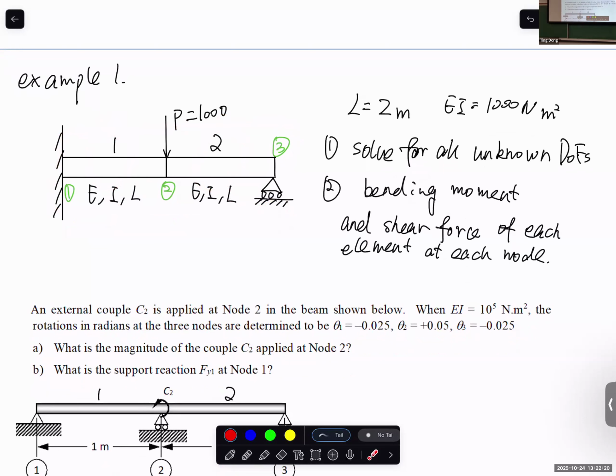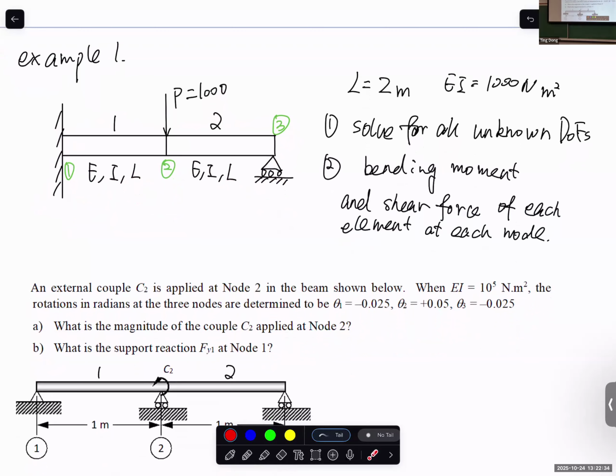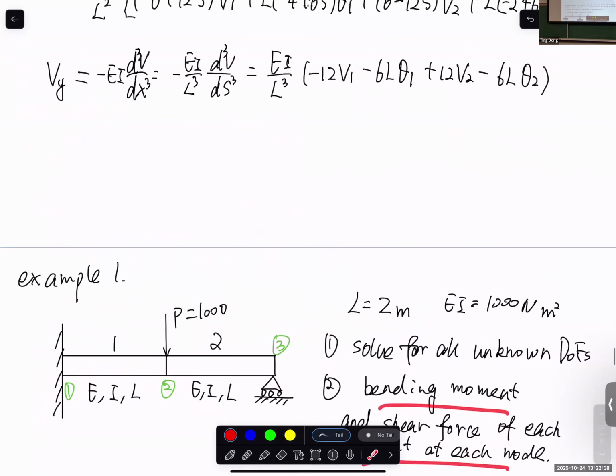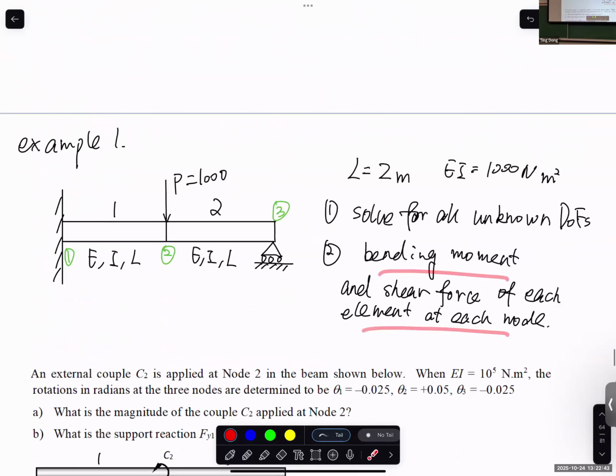And again, I suggest you guys always try to ignore the part that relates to boundary condition here, so you can save some time. Do not always write 4x4, 4x4, and 6x6. You probably will not have enough time for your exam. And calculating bending moment and shear force, you can use either method here. So this was the example problem in class.